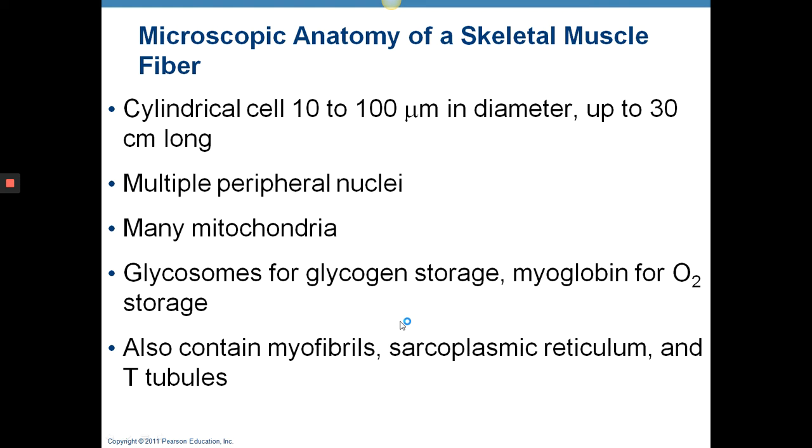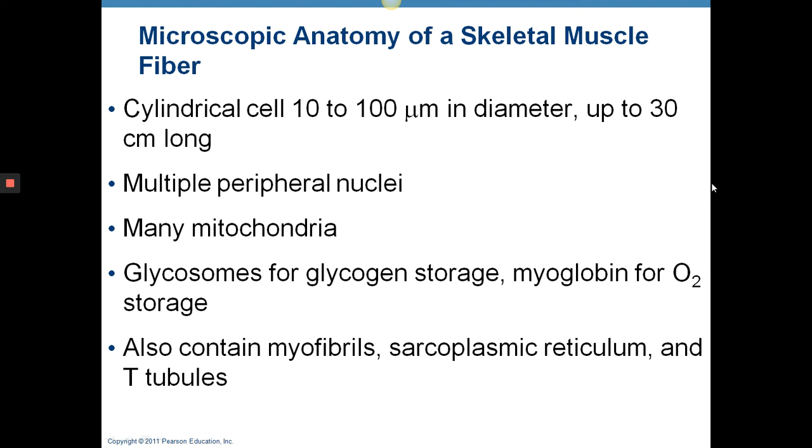Also, they have glycosomes, which store glycogen. Glycogen, if you remember, is a big, large molecule of sugar bound together. And then when we need that sugar, we can break it down and put that into the blood, or in this case, into the muscle. Also, we have myoglobin, which is for storing oxygen. And then we have myofibrils, sarcoplasmic reticulum, and T-tubules, and I'll get into what they do for the muscle cell here in a few minutes.